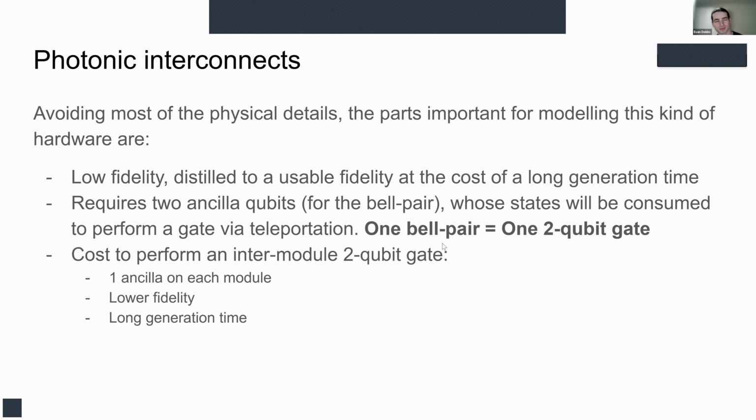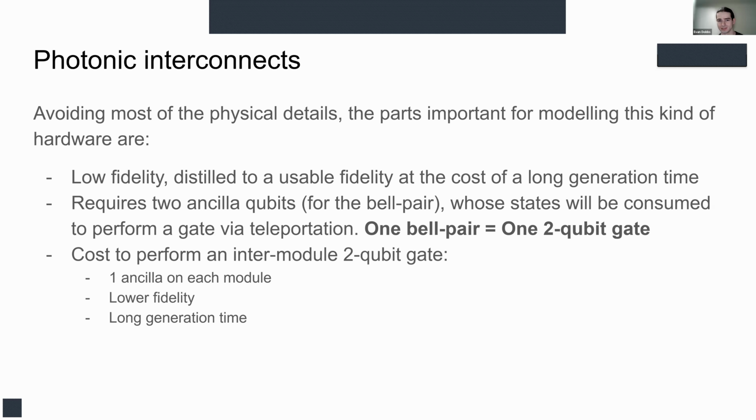So photonic interconnects, the basic idea is we're trying to generate some Bell pairs between multiple devices, and then we'll apply 2 qubit gates on physical qubits between these devices via teleportation. Pretty straightforward. The issue is you have to generate these Bell pairs, which takes a while. You have to distill these Bell pairs so that you actually have a usable one, and you still have bad error rates despite that. And then you have to consume the Bell pairs every time you want to apply a gate by teleportation.